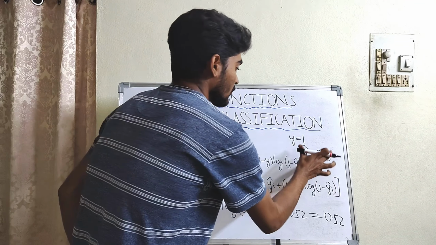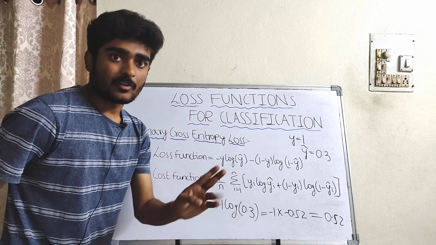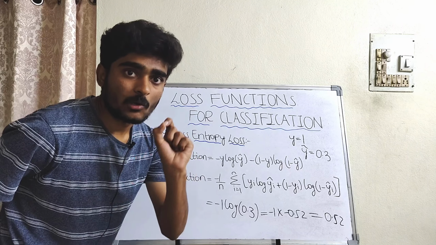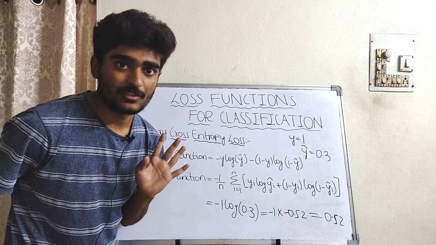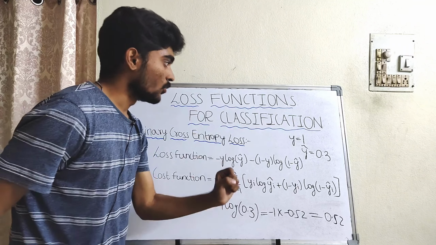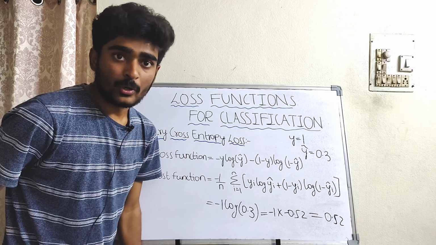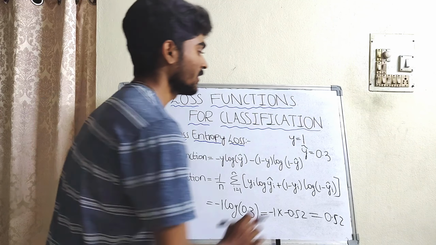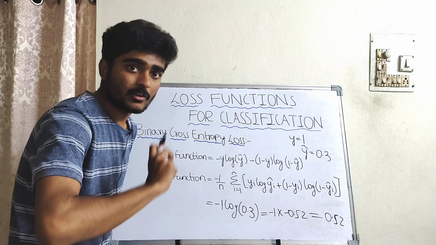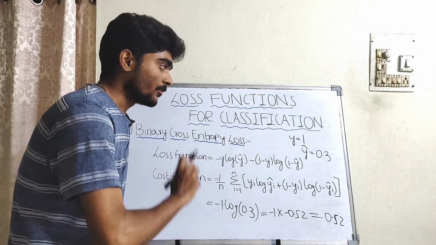Now the y hat value must always be from 0 to 1. Why must it be 0 to 1? Because in the output layer you are using the sigmoid activation function, which is the rule when you are using binary cross entropy loss. So when you use the sigmoid activation function in your output layer, the value of the predicted output will be from 0 to 1.